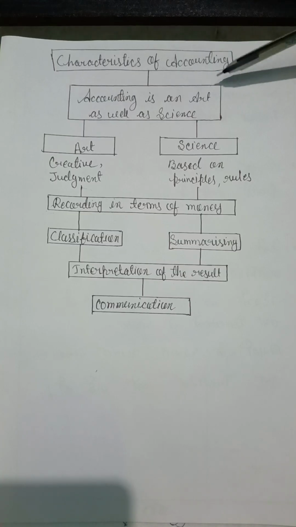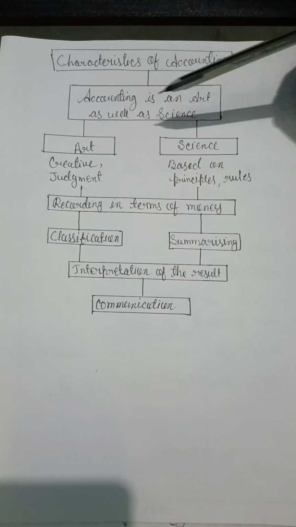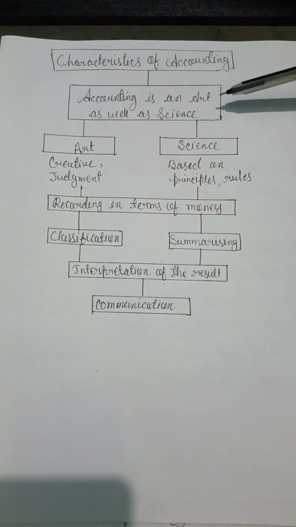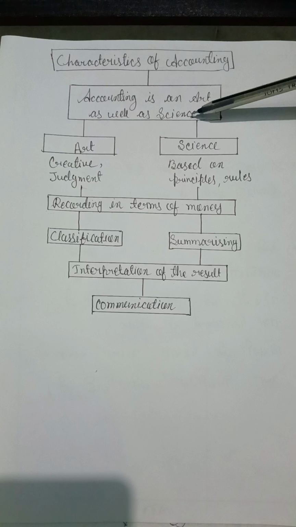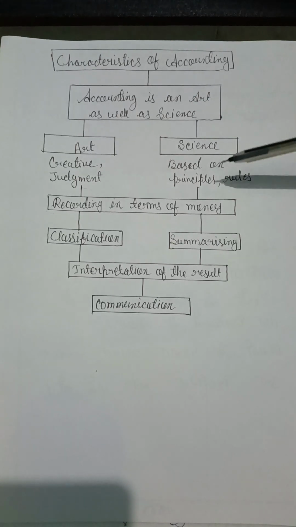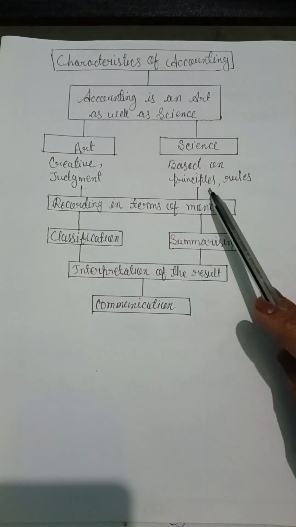The first thing is that accounting is an art as well as a science. Now, while discussing accounting, we also learn that accounting is an art as well as a science. How? Accounting is a science based on principles and rules. What is a principle?